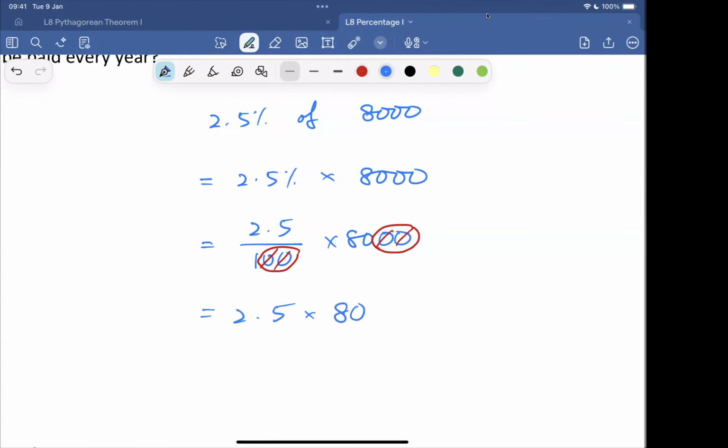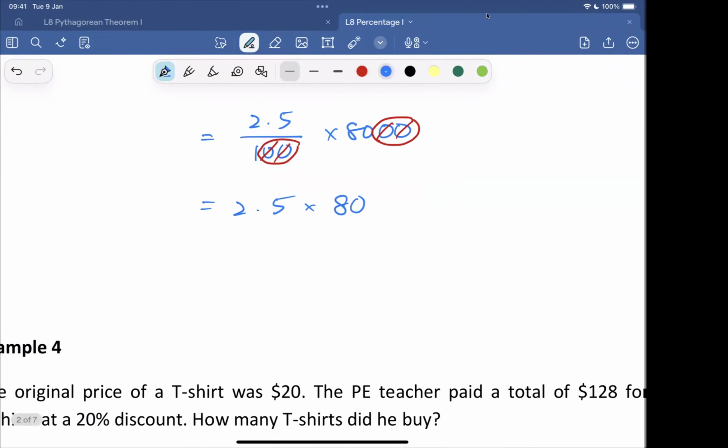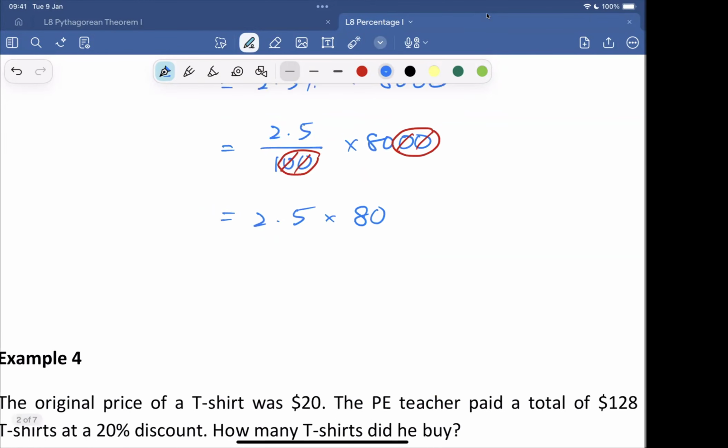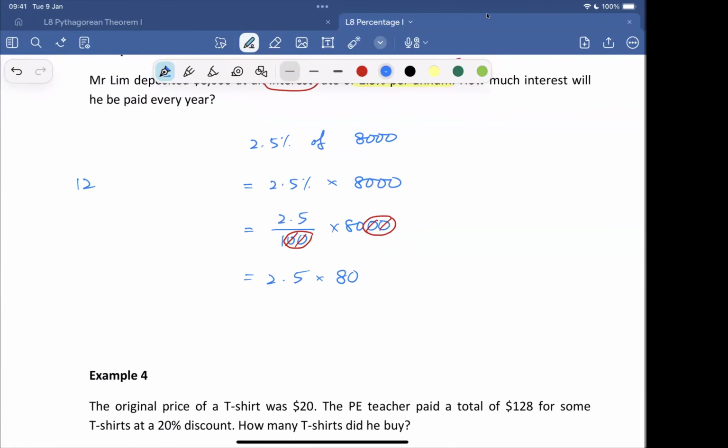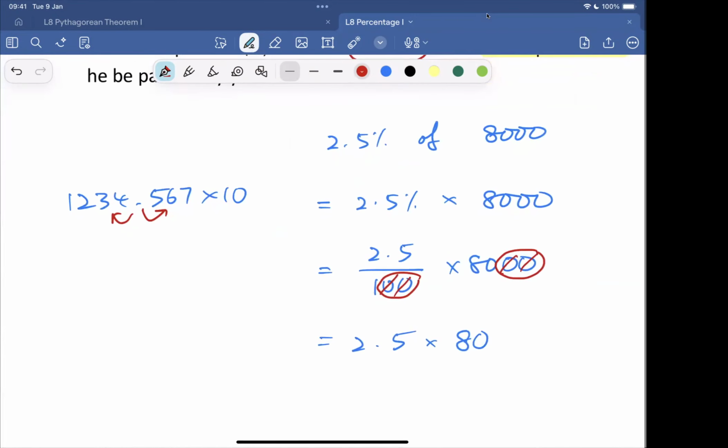Sorry, 2.5 times 80. Do you know how to do 2.5 times 80? Okay, don't worry. Remember what I told you just now? Okay, let's look at 1, 2, 3, 4.567. If you multiply by 10, what will happen to the decimal? Put 0 at the back. Does it move to the left or move to the right? Just now I already taught everybody. Do you move it to the right or do you move it to the left?